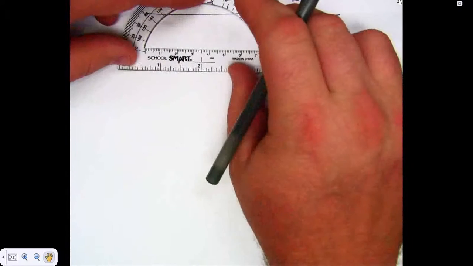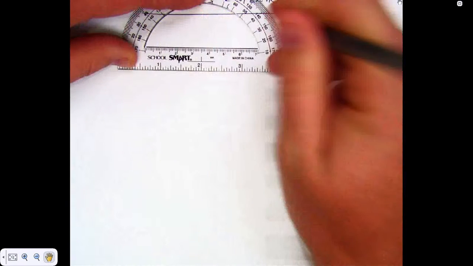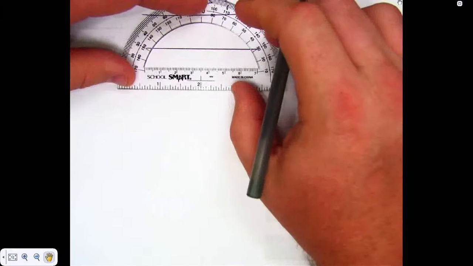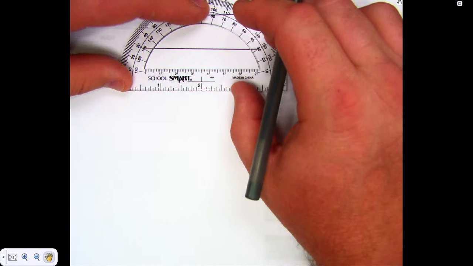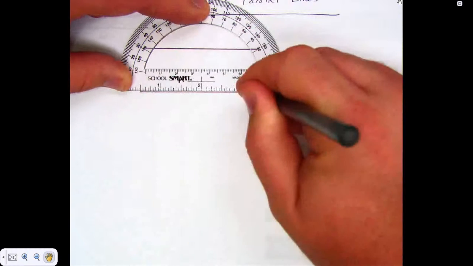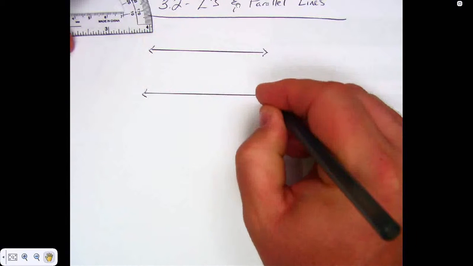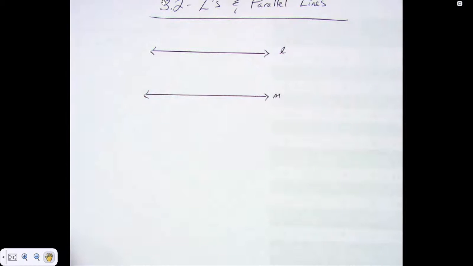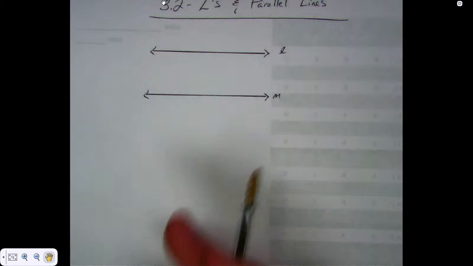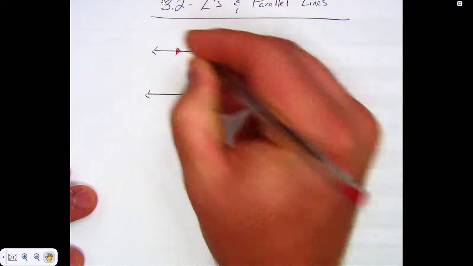However, when these two lines are parallel, like I'm going to draw the same situation we had up here yesterday, where this is L and this is M. And then, except what I'm going to say is this line is parallel to this line.